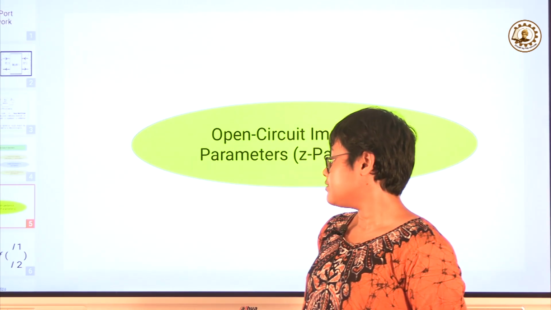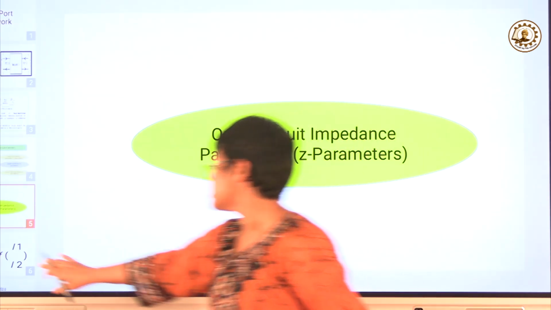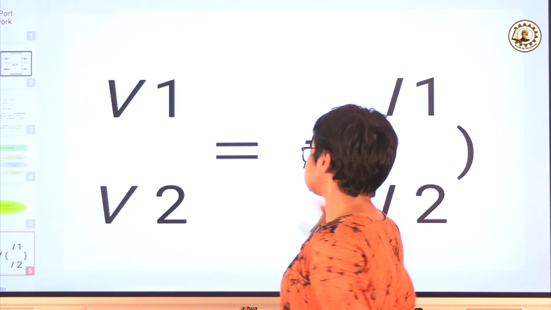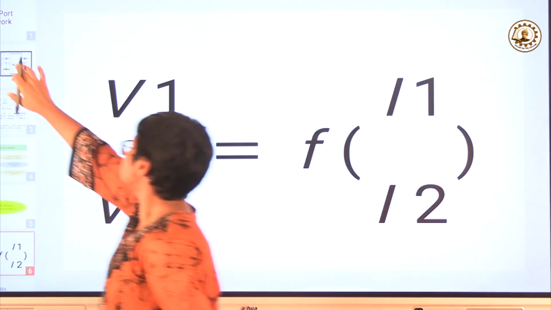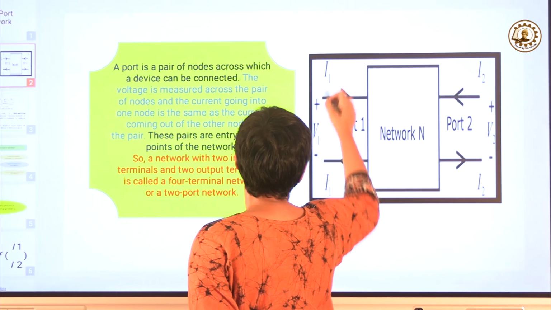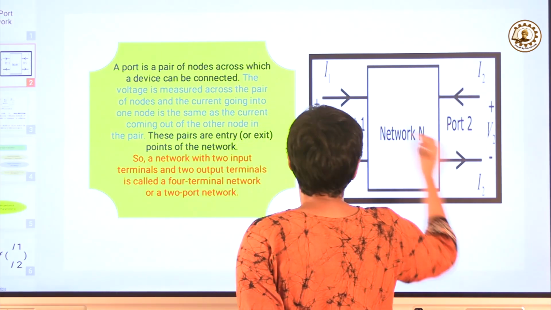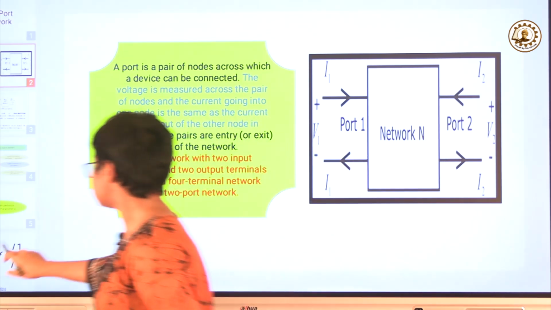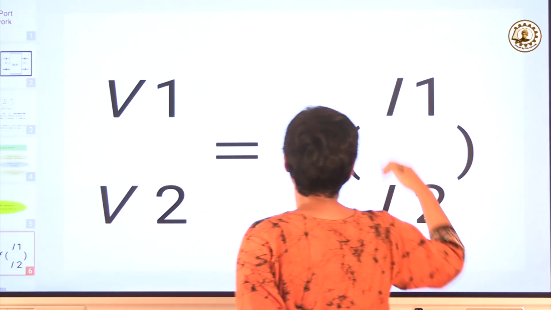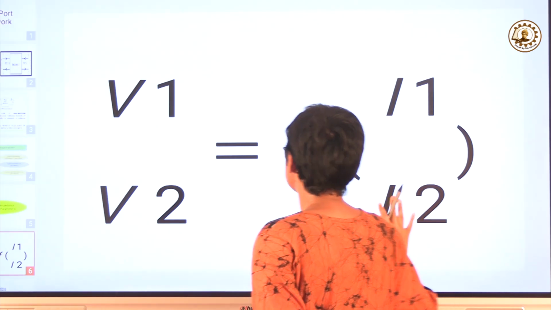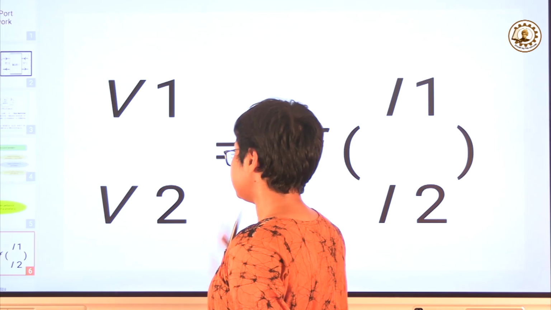So if they have to depend on each other, they can be represented as this, where V1, V2 are the voltages over here at port 1 and at port 2, and the currents I1 and I2 at port 1 and port 2. So these V1 and V2 are dependent on I1 and I2. Here I1 and I2 are the independent parameters and V1 and V2 are the dependent parameters.